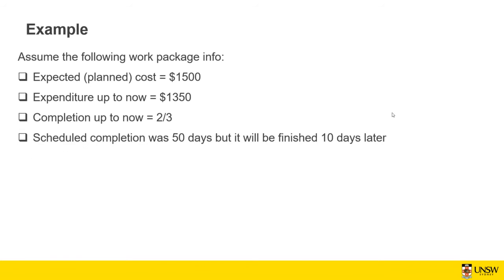Assuming the following work package info, you got the expected or planned cost of 1,500. You got expenditure up to now, which is 1,350. Completion up to now is that 2/3 of the job has been completed. And the scheduled completion was 50 days, but it will be finished 10 days later. So based on that, calculate the cost variance, schedule variance, CPI, SPI, CSI, ETC, and EAC.